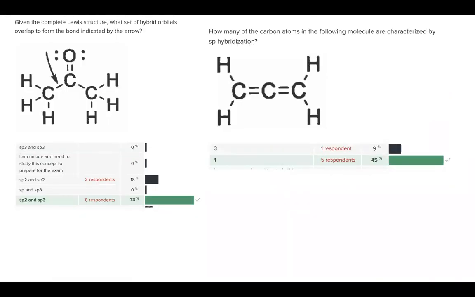Valence bond theory, I saw a couple of those. Within these, we're asked to then assign what would be the hybridization and how the bonds were being formed.